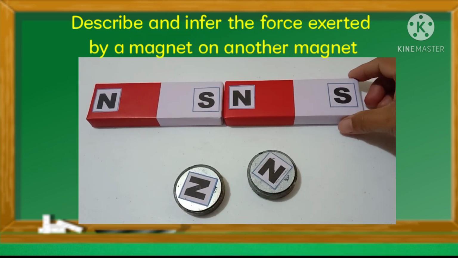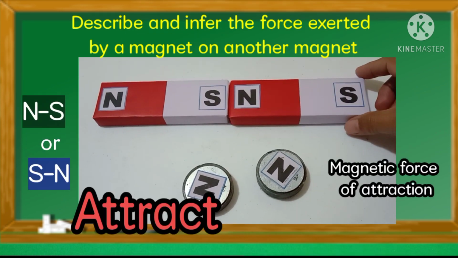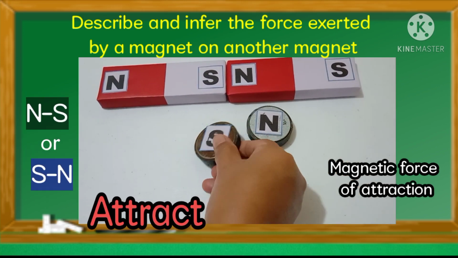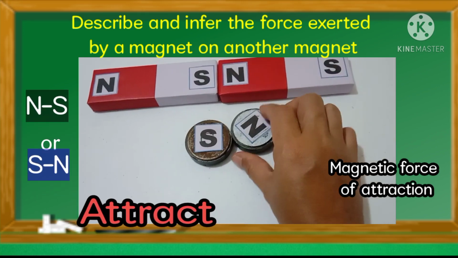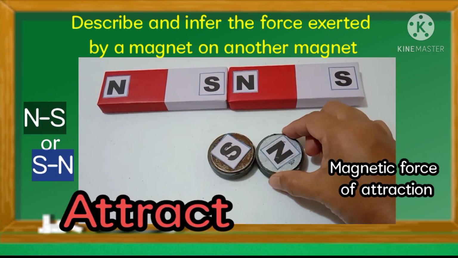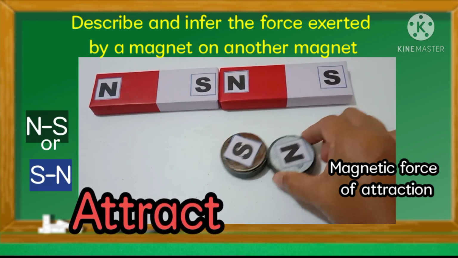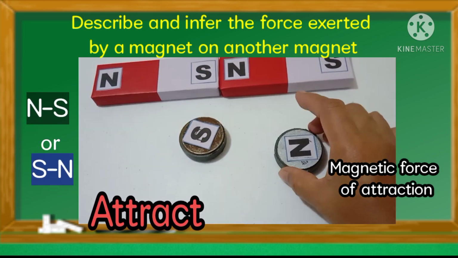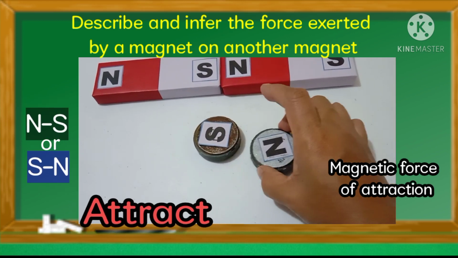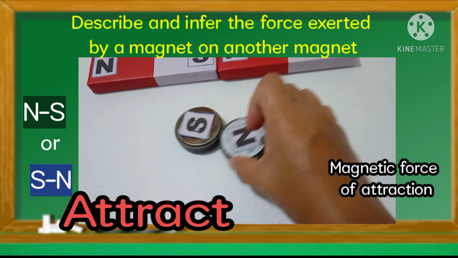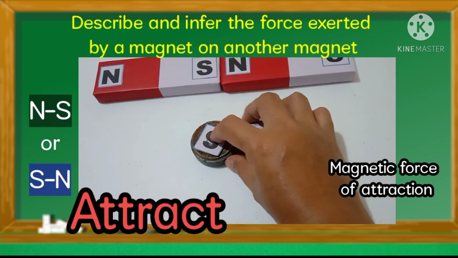Okay, now for our last objective, describe and infer the force exerted by a magnet on another magnet. Magnets have two poles on opposite sides. One is the south pole and the other one is the north pole. Opposite poles are attracted to each other. As we can see, north and south poles are attracted or pulled toward each other.